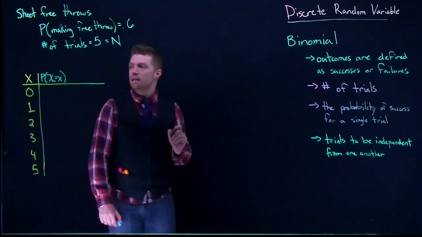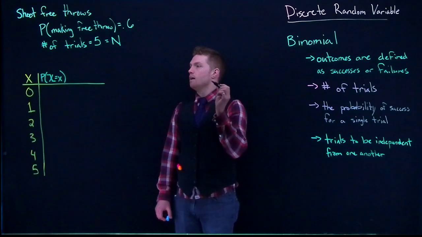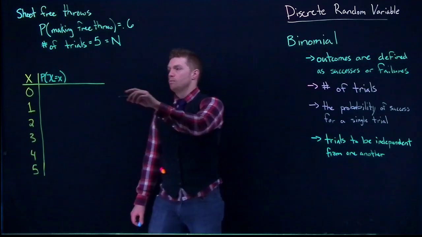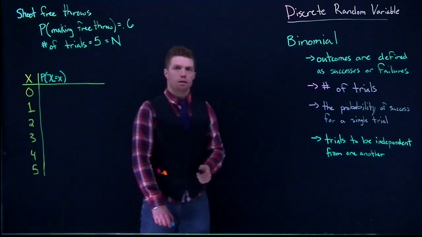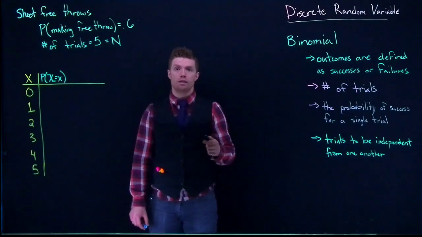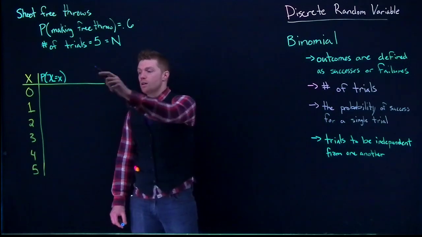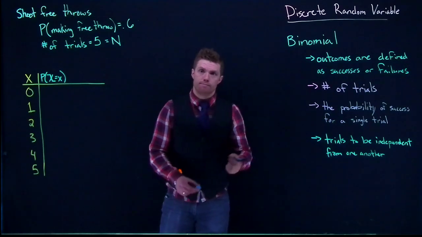And we need some tools. We actually need an equation to help define what these probabilities equal. Now the rules still apply. Those probabilities still need to be between 0 and 1 inclusive. And when we sum them all up, they need to add to 1.